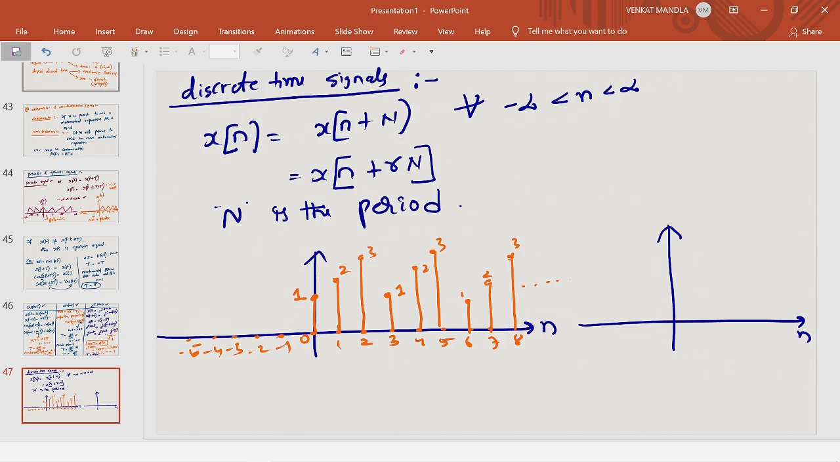So 0, 1, 2, this is the period. What is the length? 3. 3 is the period. Okay. Same values repeat at 3, and this is 1, this is 2, this is 3. Similarly repeated. Negative side also repeated, positive side also repeated. So this is a periodic signal.